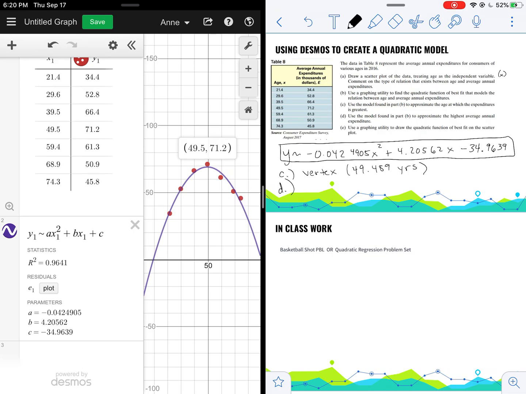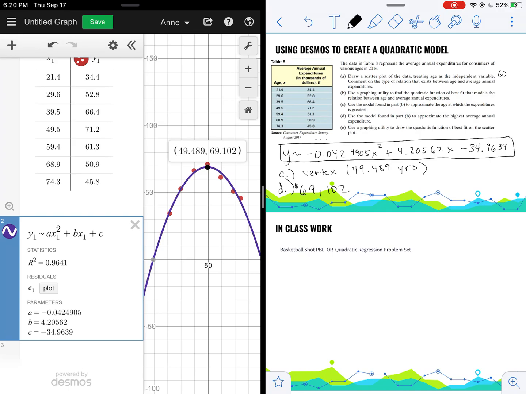I lost my parabola vertex when I did that. So there it is. According to this, it would be $69,102 as the highest annual expenditure according to our parabola of best fit, and that occurred when you were about 49.489 years of age.